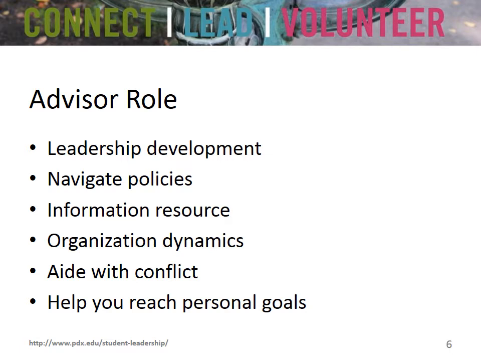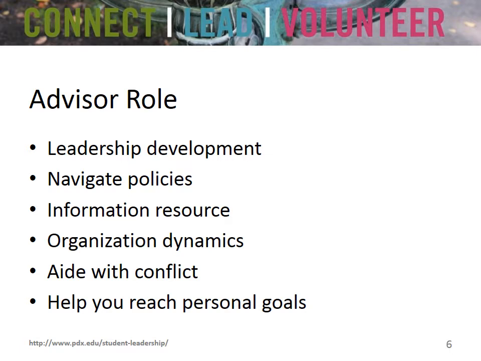The advisor role includes being an educator, providing students with opportunities to develop as leaders, advocating on behalf of students with the university, acting as an information and problem-solving resource for student leaders, interpreting university policy and helping students navigate the bureaucracy, and holding student organizations accountable to policies and procedures.